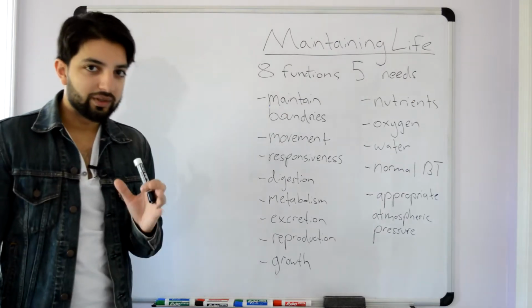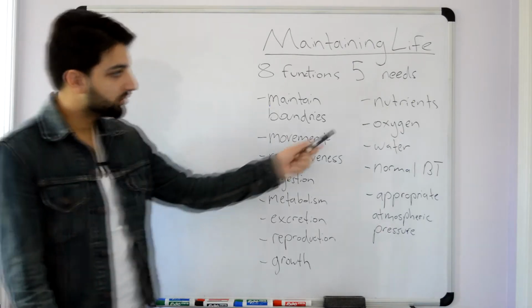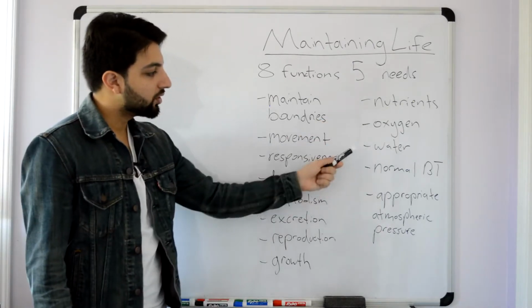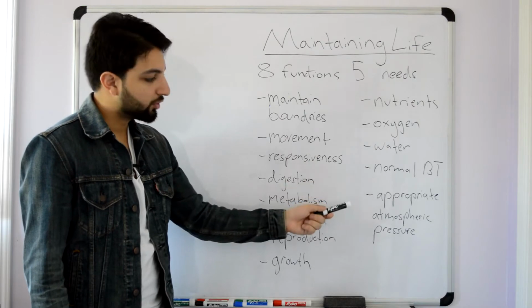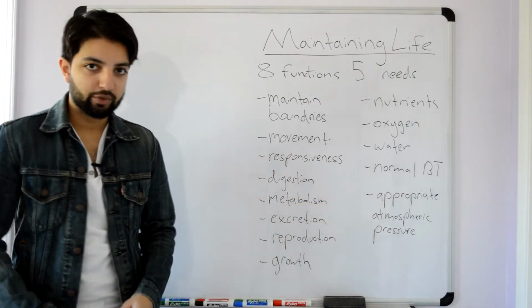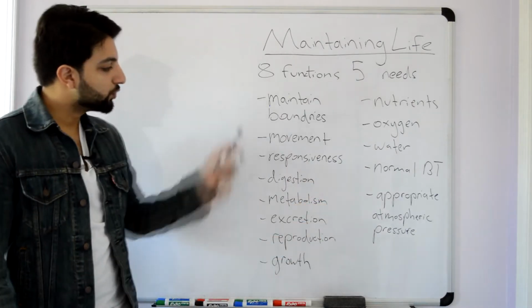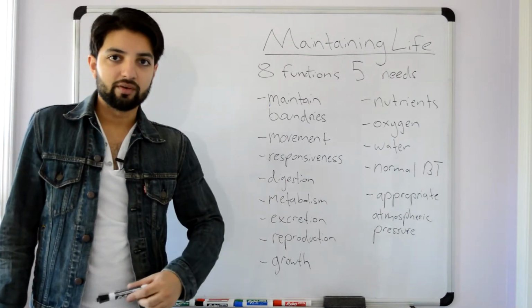The 5 things we need in order to complete these 8 functions: nutrients, oxygen, water, normal body temperature, appropriate atmospheric pressure. Now we're going to go through each one and explain it a little bit further.